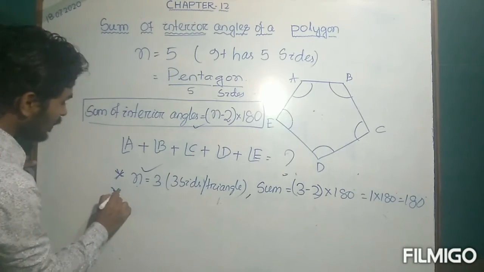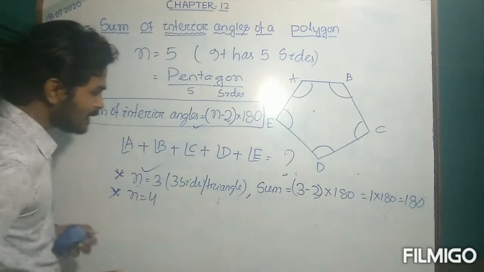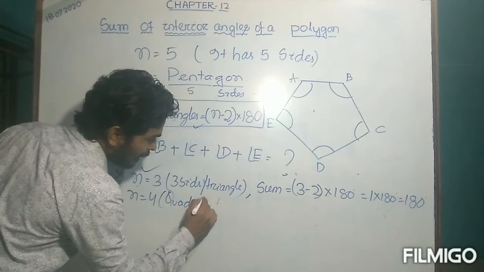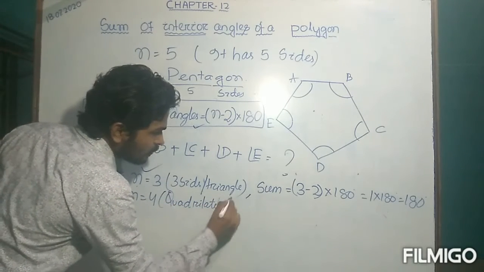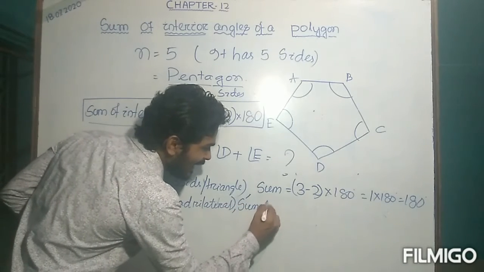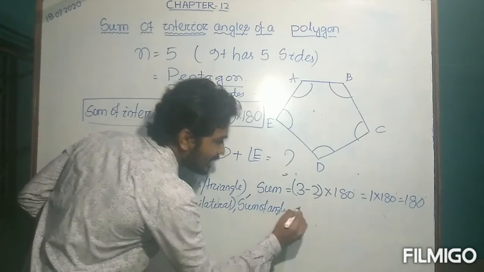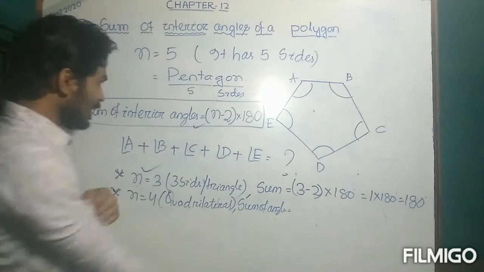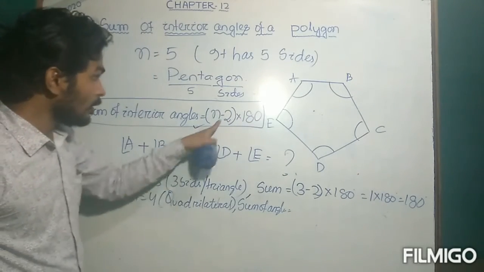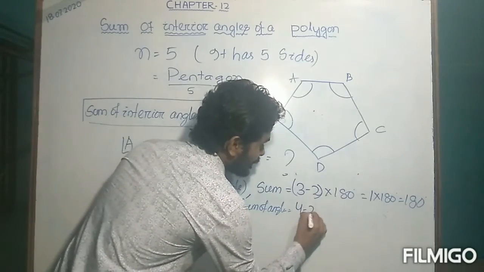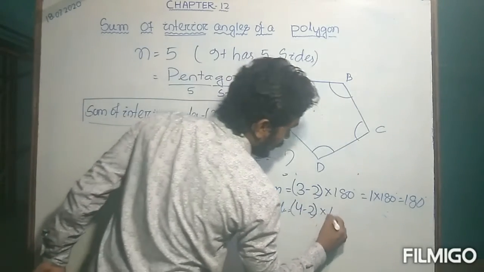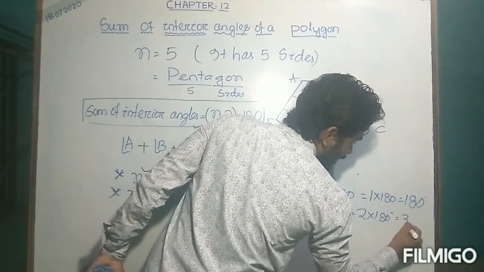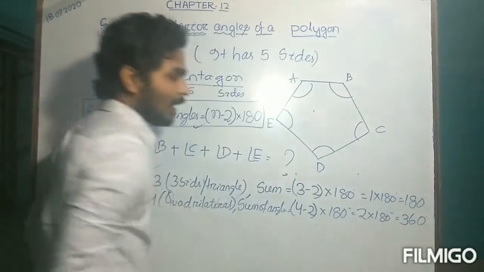Now we will prove for n is equal to 4. N is equal to 4 means it has 4 sides. That means it is a quadrilateral. So for a quadrilateral, the sum of the interior angles is how much? Using the same formula, (n minus 2) into 180 degrees, but here n is 4. So put 4 minus 2 into 180 degrees. 4 minus 2 is 2, and 2 into 180 degrees is 360 degrees. Now it is also verified here.